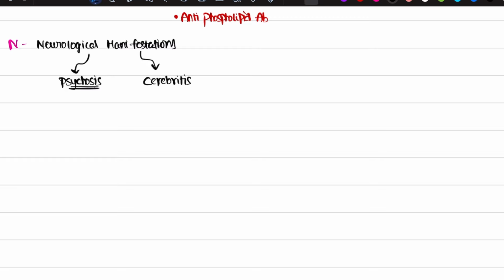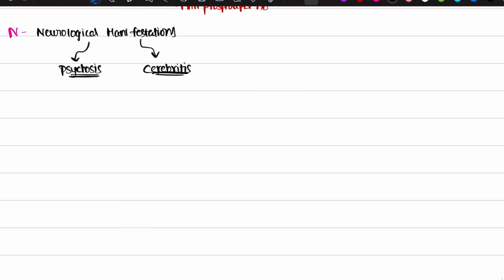I hope you remember these two words from just a minute back. In psychosis, what was the antibody responsible for the neurological manifestations? P stands for P. I told you how to remember the antibody: anti-ribosomal P. See, in the name itself it has a P. This antibody is responsible for the psychosis.